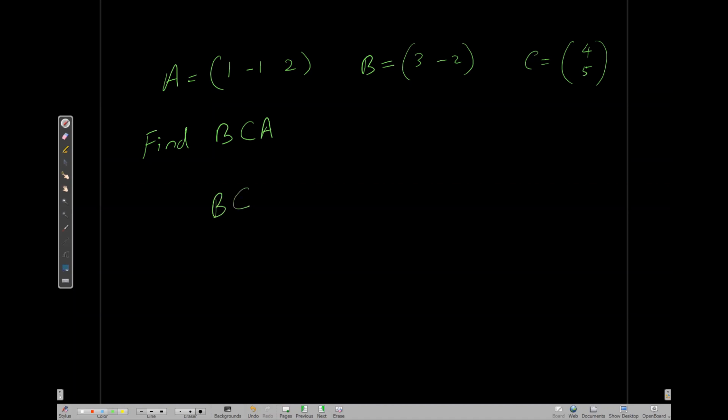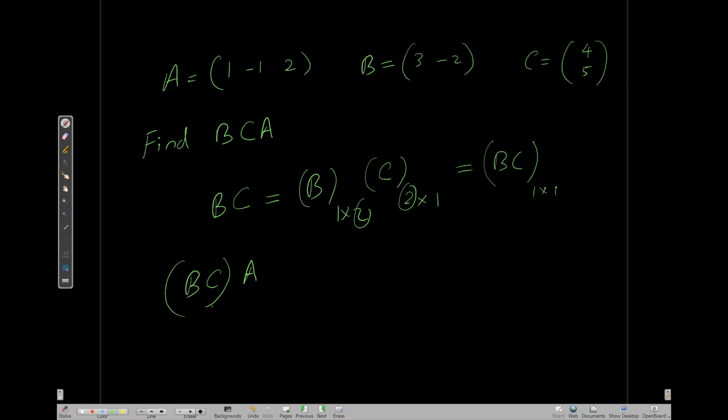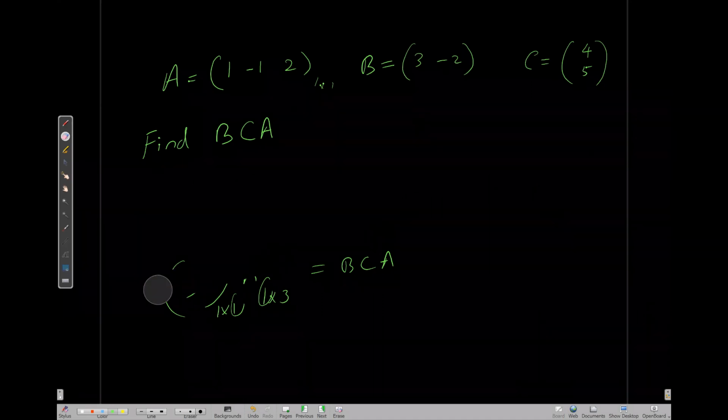So B times C. B is a 1 by 2 matrix. C is a 2 by 1 matrix. So yes, these numbers agree, and the result BC is a 1 by 1 matrix. And BCA: BC is a 1 by 1 matrix, A is a 1 by 3 matrix right over here. So that's why BCA exists. I think that existence part is clear, right? Now let's actually simplify this and see.